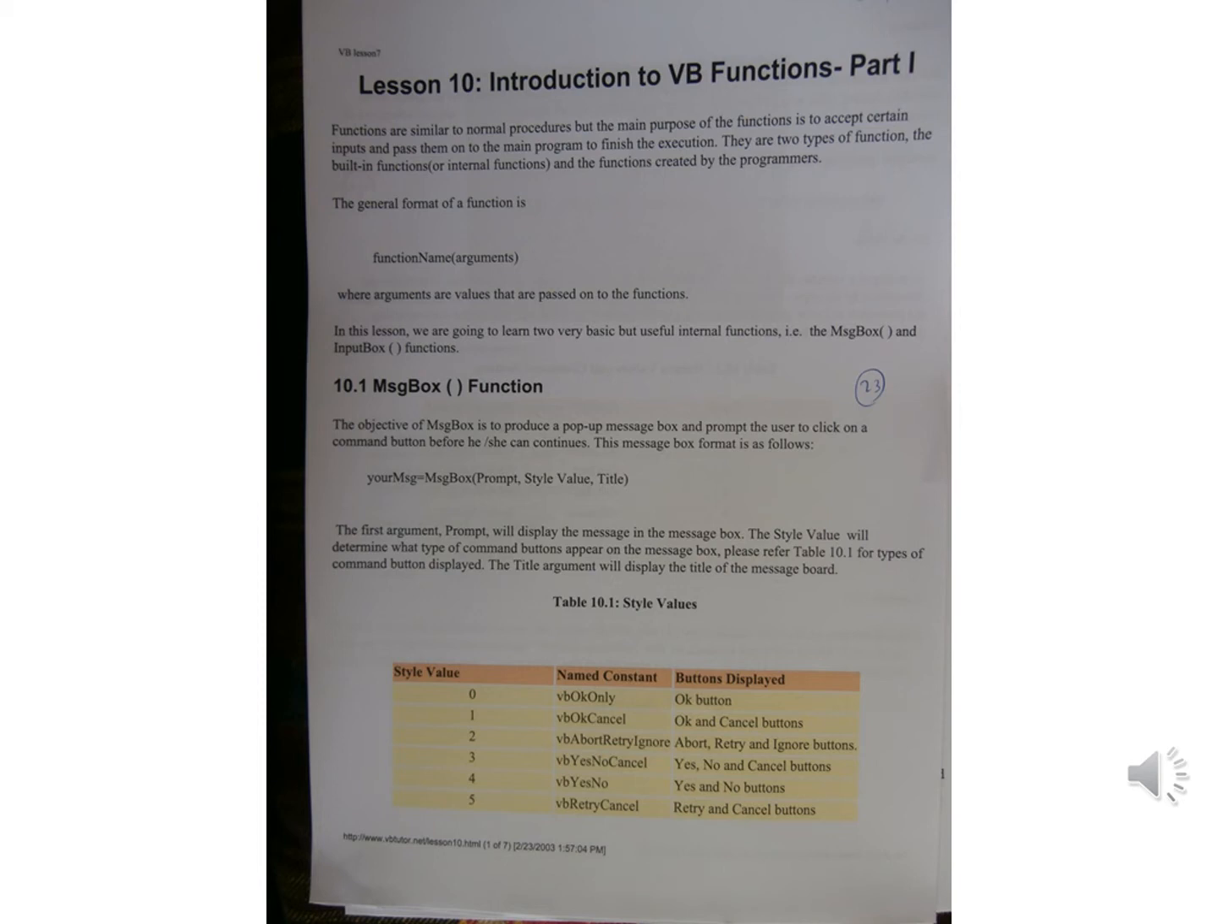Your message equals message box, prompt, comma, style value, comma, title. The prompt argument displays the message in the message box, the style value determines which buttons appear, and the title argument displays the title of the message box.